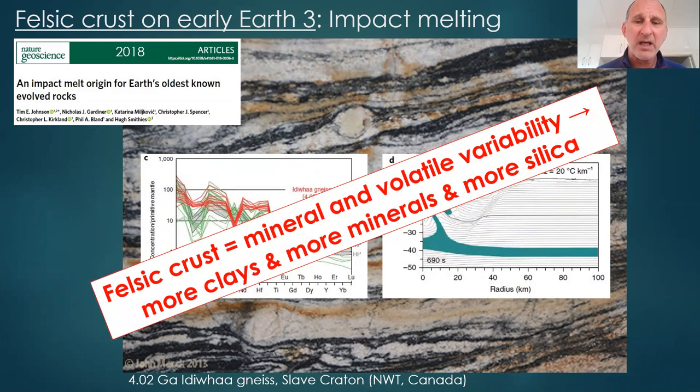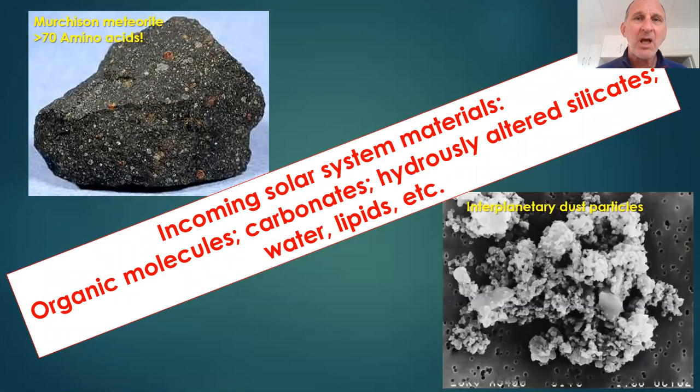Added to that, volatiles, and you generate a wider assemblage of minerals and some concentrated elements which could be important for prebiotic chemistry. Of course, added to all of this is abundant incoming solar system material. Meteorites, interplanetary dust particles, they bring in a wide variety of materials as the building blocks for life, including a wide array of organic molecules, carbonates, hydrously altered silicates, lipids, water, ice, a whole variety of material coming to the Earth from outside. Now, of course, the volume is much greater in the very early Earth than it is today. So this would have been a major contributor.